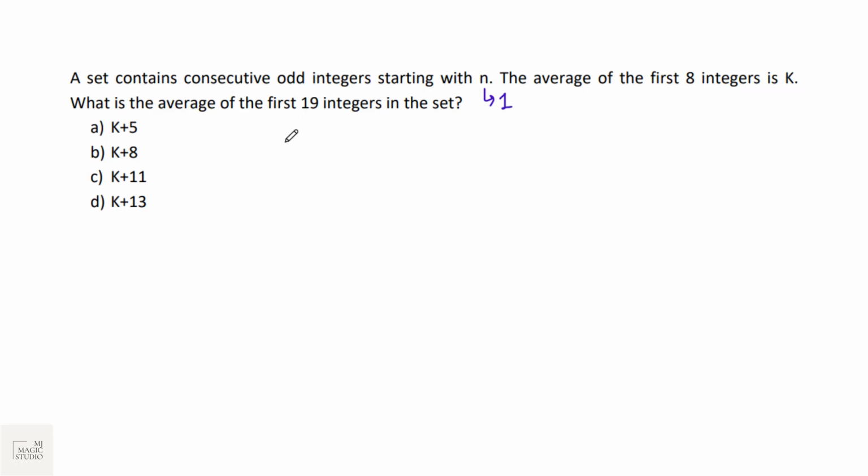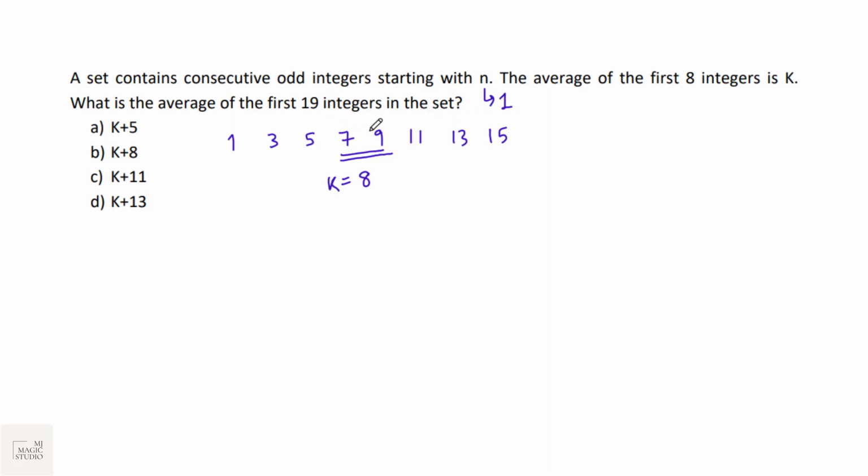And the first 8 integers in this set would be 1, 3, 5, 7, 9, 11, 13, 15, that is the 1st, 2nd, 3rd, 4th, 5th, 6th, 7th and 8th. Now average of this is 7th plus 9th by 2, that is 8. That means value of k is 8. The average of first 8 integers is k. Value of k is 8 if n is equal to 1. What is the average of the first 19 integers in the set?